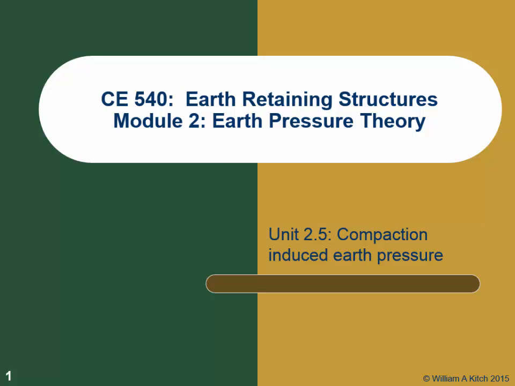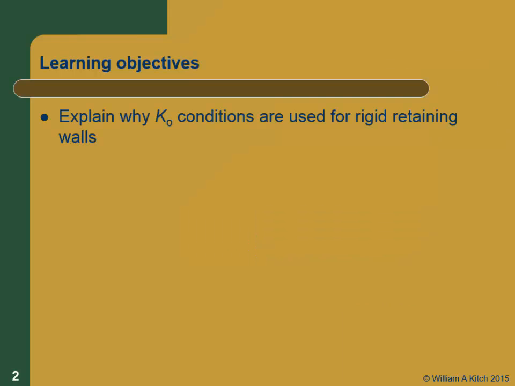So there are two reasons you might want to do it. One, you could induce some horizontal earth pressures that you need to deal with for the long-term design. And another reason is you probably don't want to break your wall while you're building it. So those are two reasons you would need to be concerned about compaction-induced earth pressures.